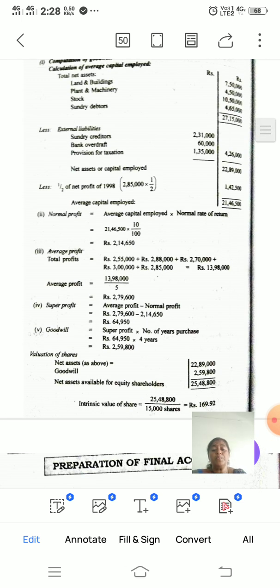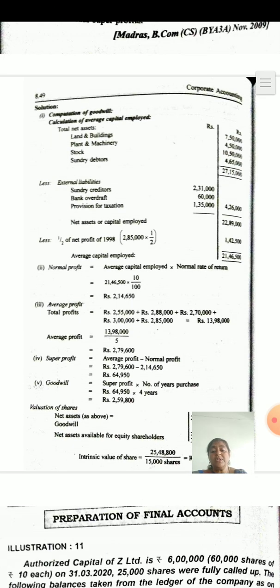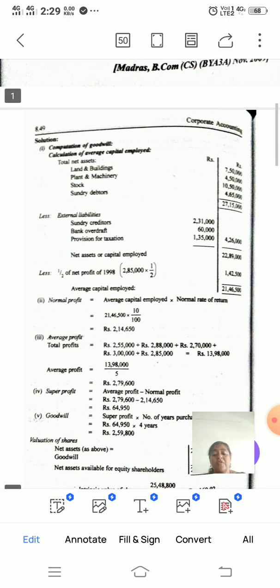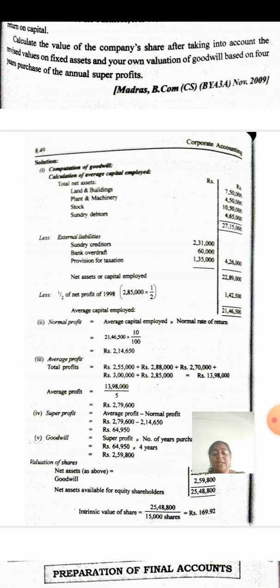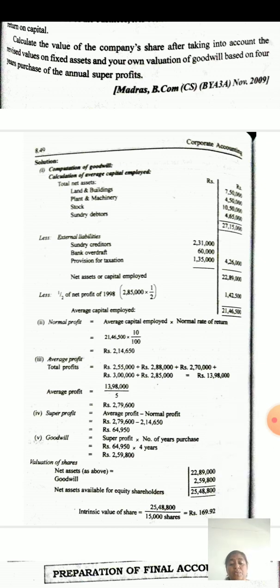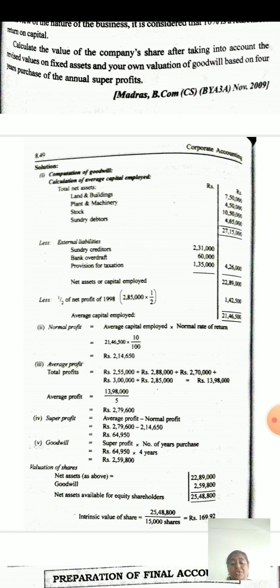So now we have to calculate the goodwill. The goodwill is super profit into number of years purchase. Super profit is 6,64,950 into number of years purchase, which is 4 years. The total of goodwill is 2,59,800. Then we have to calculate the valuation of shares.